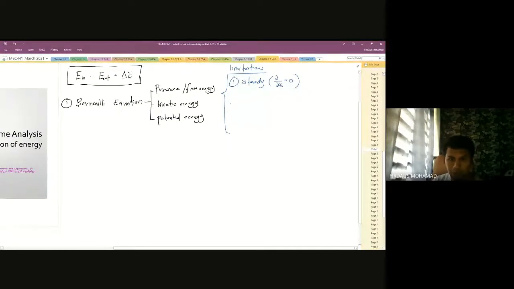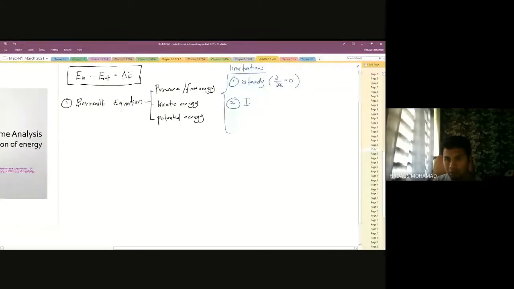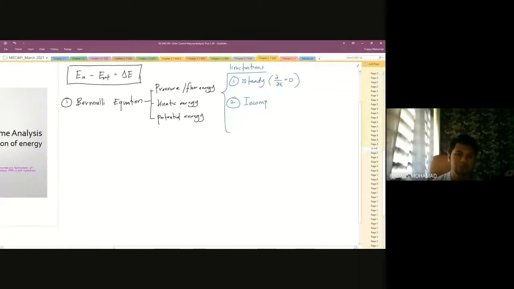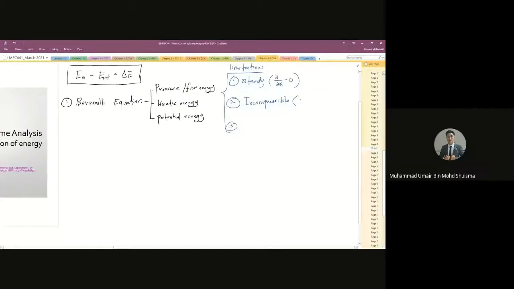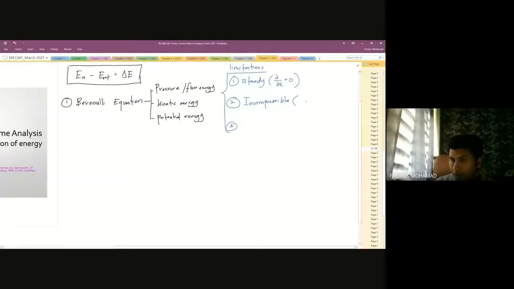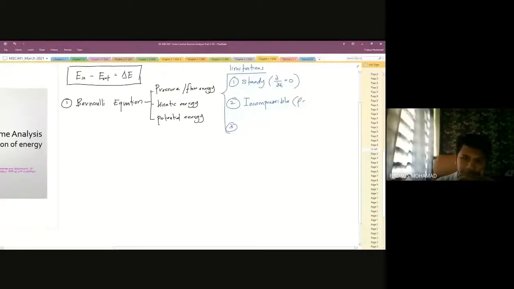Number two, it is only valid for incompressible flow. Okay, so what is incompressible flow? What is constant for incompressible flow? Compressible, incompressible. Density is constant. Okay, so that is incompressible.